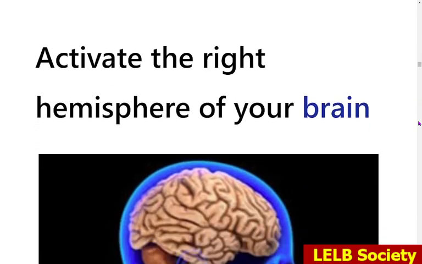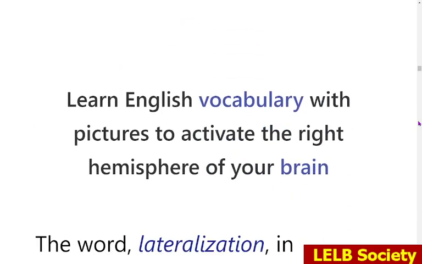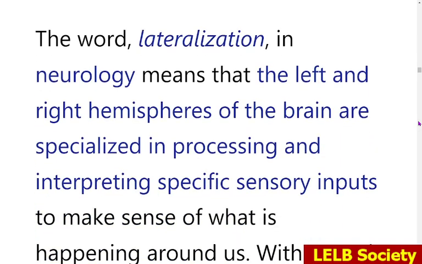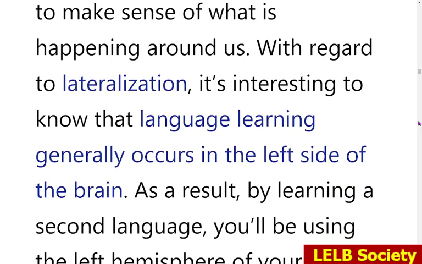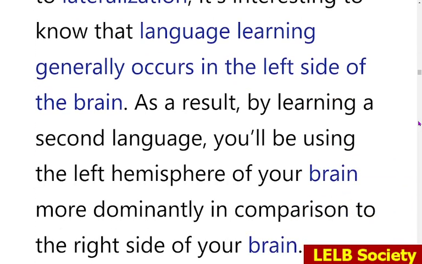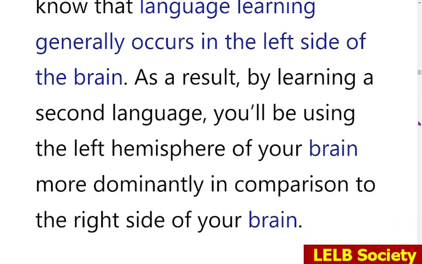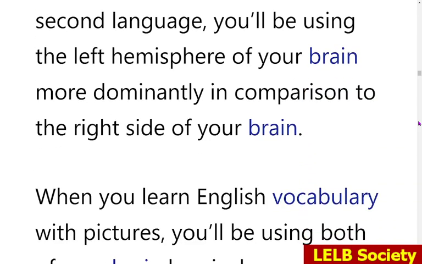Now, activate the right hemisphere of your brain, which is in charge of visual learning. The word lateralization in neurology means that the left and the right hemispheres of the brain are specialized in processing and interpreting specific sensory inputs to make sense of what is happening around us. So with regard to lateralization, it is interesting to know that language learning generally occurs in the left side of the brain. As a result, by learning a second language, you'll be using the left hemisphere of your brain more dominantly in comparison to the right side of your brain.